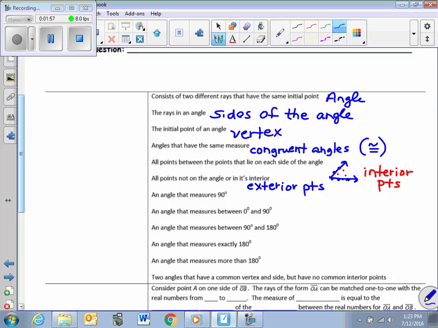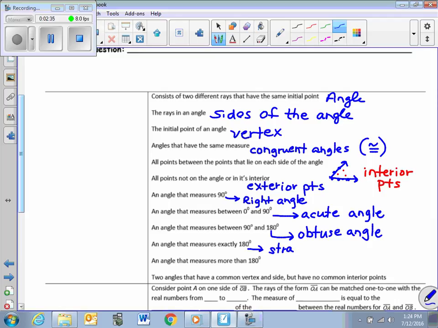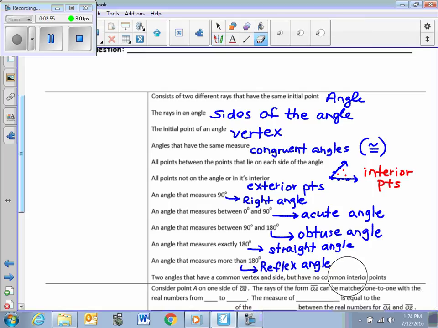An angle that measures 90 degrees, you've been knowing this for a very long time. That's a right angle as opposed to a wrong angle, I guess, or a left angle. An angle that measures between 0 and 90 is, of course, an acute angle. If the angle measures between 90 and 180, we know that it is an obtuse angle. An angle that measures exactly 180, we know is a straight angle. And if an angle measures more than 180, we call it a reflex angle. We won't really do anything with reflex angles in geometry, but you will need those a lot when you get to pre-calculus. Sorry, it's just an angle, a reflex angle.